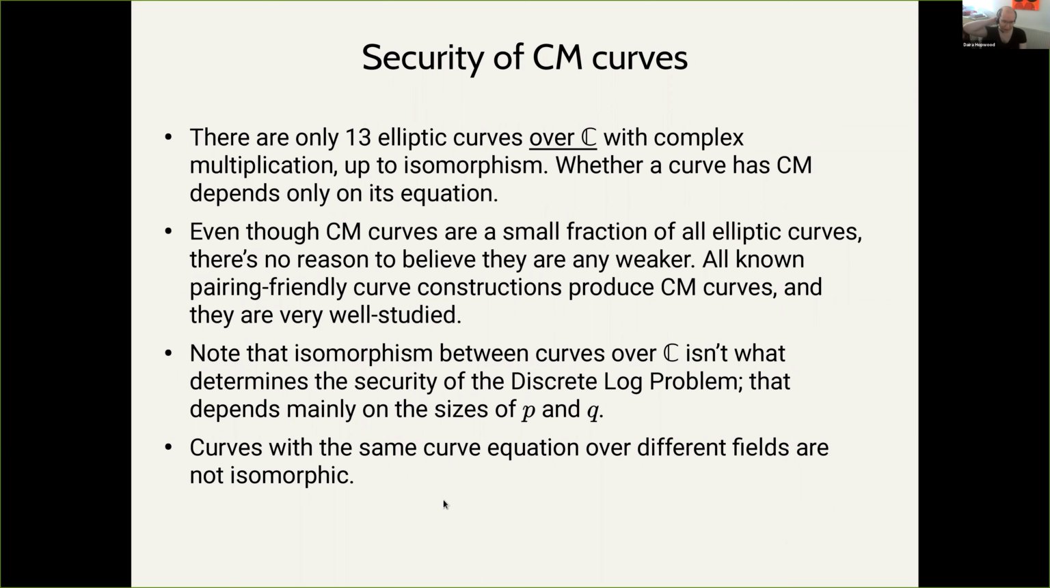So if we're choosing CM curves, they're a very particular kind of curve, so we might be worried that they might be less secure. Even though they're a small fraction of all curves, there's no reason to believe that they're weaker. And as I said, Bitcoin's SECP256K1 is an example of a CM curve, and there are billions of dollars riding on its security. So it's quite a well-studied problem, the security of these curves.